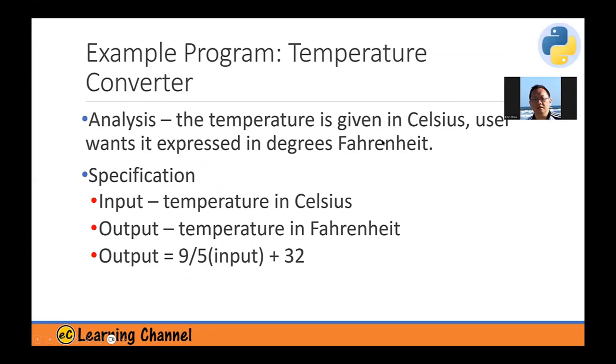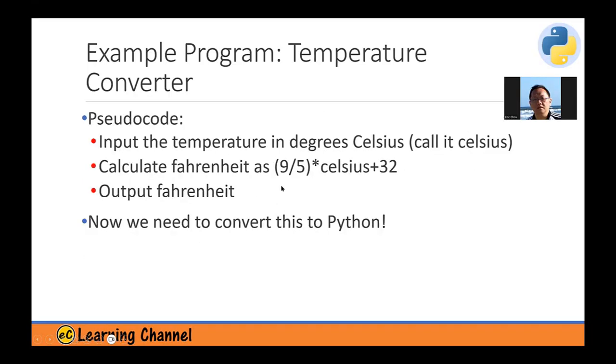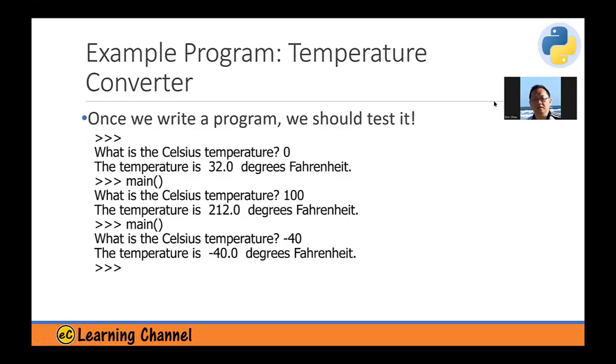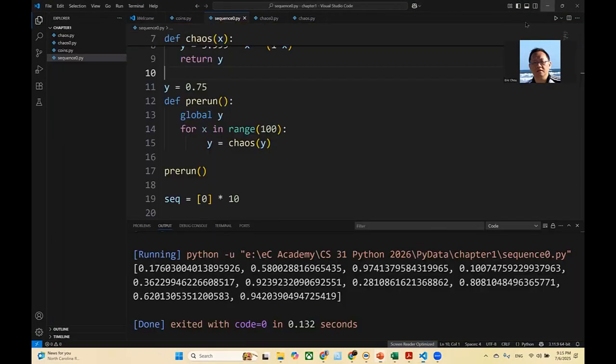So there is a temperature converter program. The spec is input of temperature, output is Fahrenheit. So to design this program, we have a temperature program. We talked about it before. And then there are a few data type conversion functions that convert a string to float, string to integer, integer to string, or some value to its value type. What this value really means, it actually can work as an integer or floating point. Let's look at it. What is this eval function?